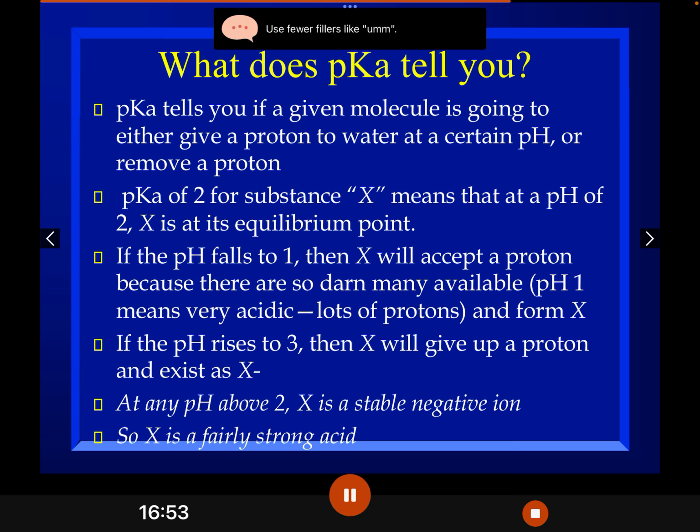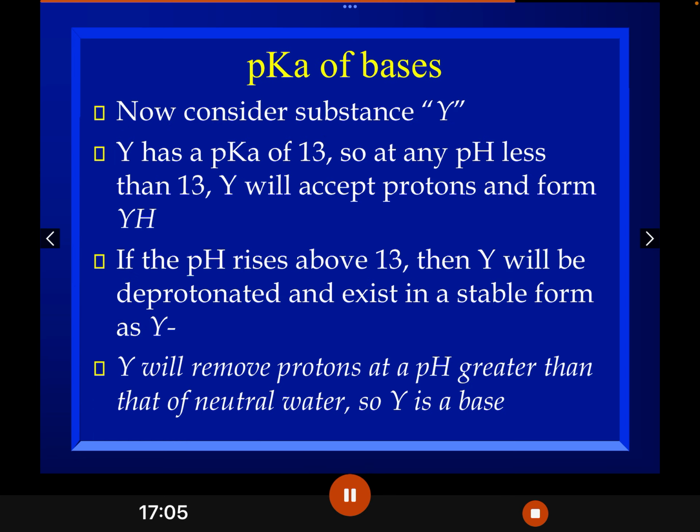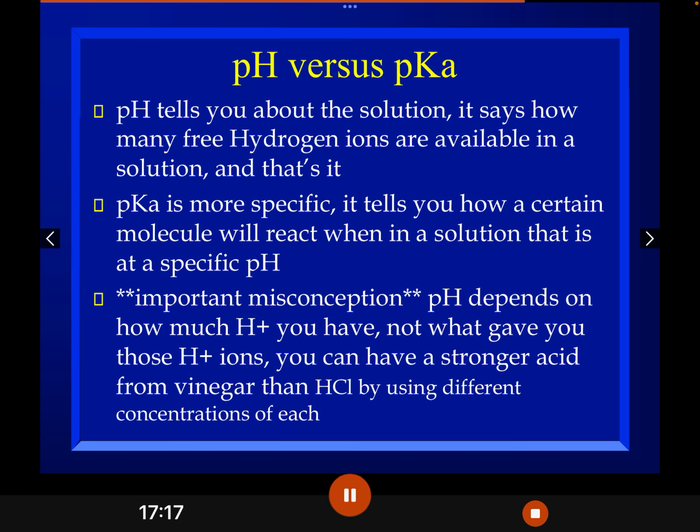pKa, I haven't really talked about yet. You can calculate a pKa just like you calculate a pH. You take the negative log of your Ka. pKb for bases is the same thing. You can take the negative log of your Kb, and it will give you your OH minus constant, or it'll give you your pOH. And that's complicated.